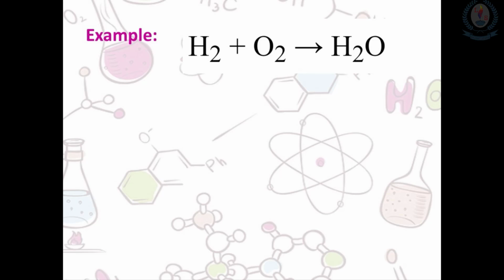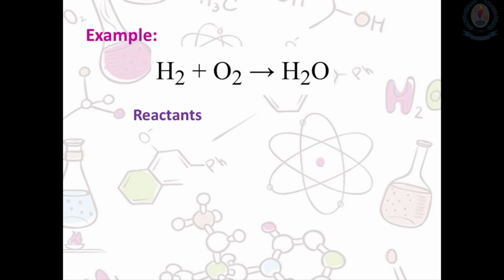Okay, now that we know the steps, let's try to balance this equation for the reaction between H2 and O2 to produce H2O. First, let's count and write down the number of atoms of each element present on the reactant side. So the number of hydrogen atoms is 2 and the number of oxygen atoms is 2. Then let's count and write down the number of atoms of each element present on the product side. Here the number of hydrogen atoms is 2 and the number of oxygen atoms is 1. Now if we compare the number of atoms on both sides, we can see that the number of oxygen atoms is not balanced because there are 2 oxygen atoms on the reactant side and there is only 1 oxygen atom on the product side.